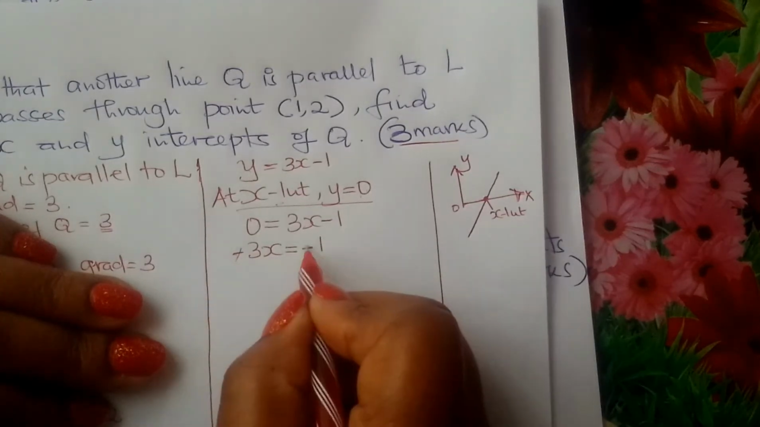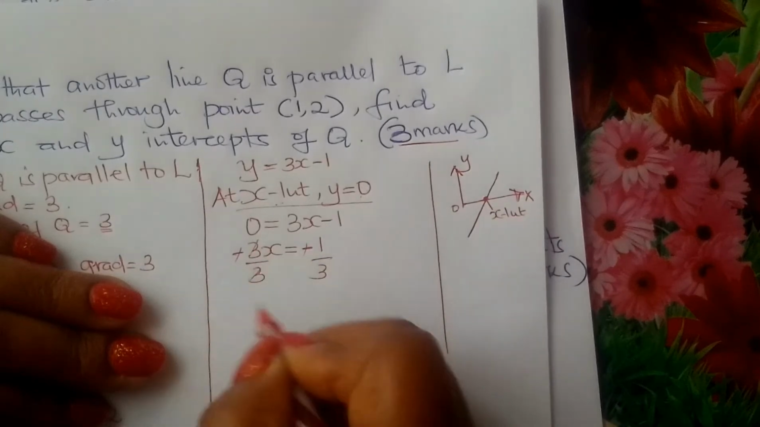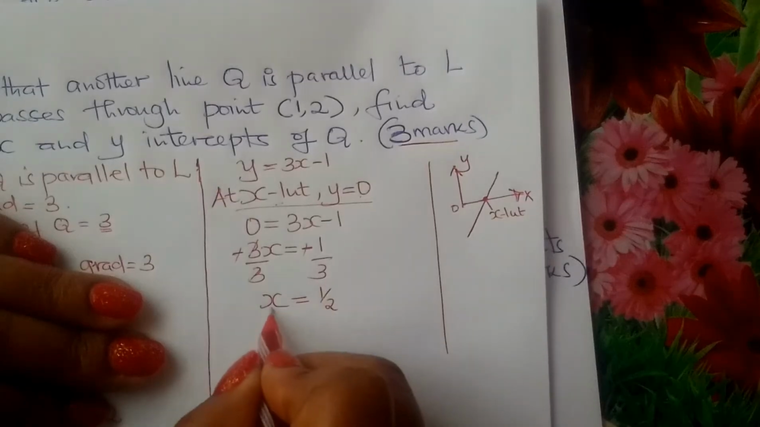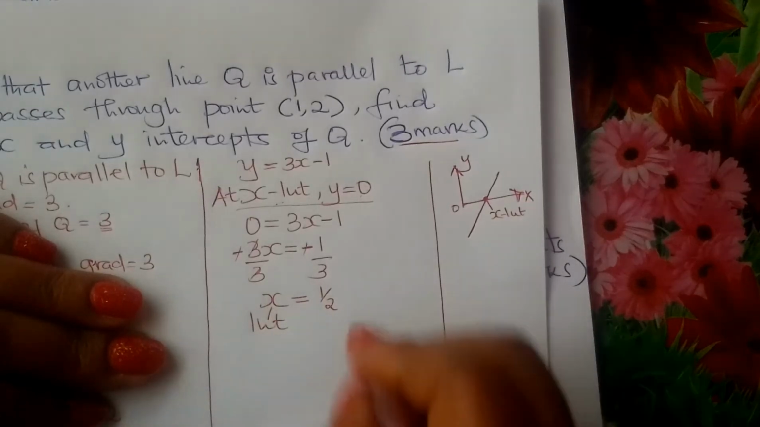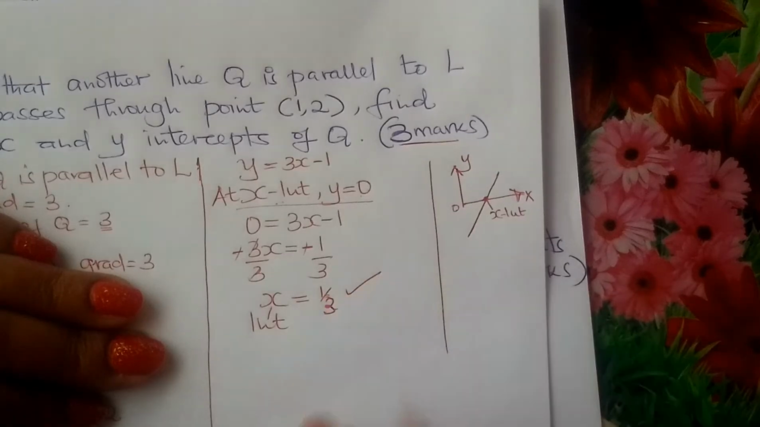And therefore, Lana, cancel out the minuses, divide by 3. Dividing by 3, your x is a third. And therefore, this is the x-intercept. X is a third.